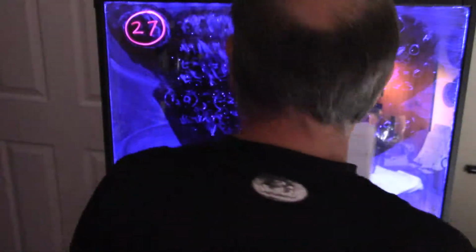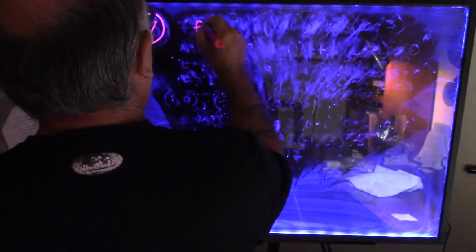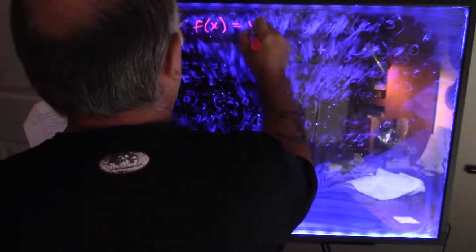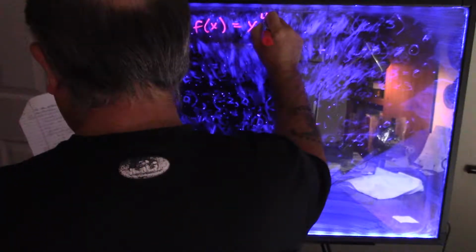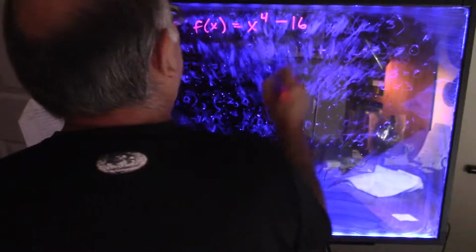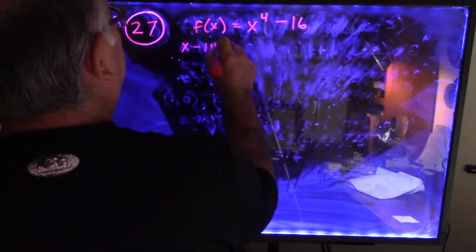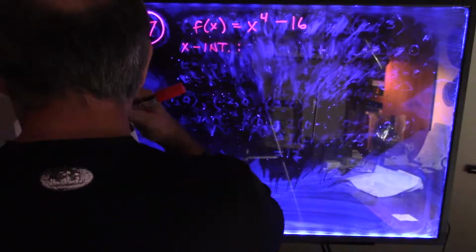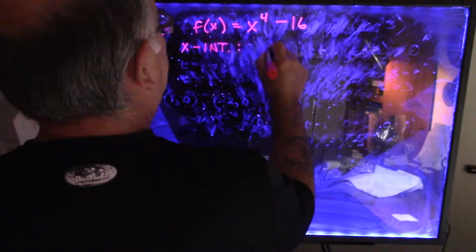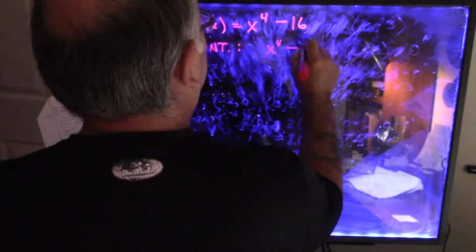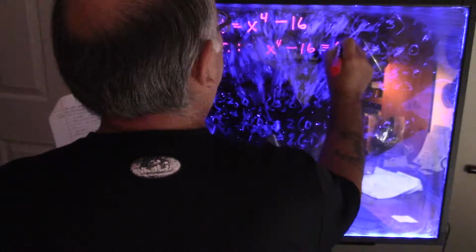Number 27, we have f of x equals x to the fourth minus 16. So let's do the hard stuff first, the x-intercept. Okay, set x to the fourth minus 16 equal to 0.